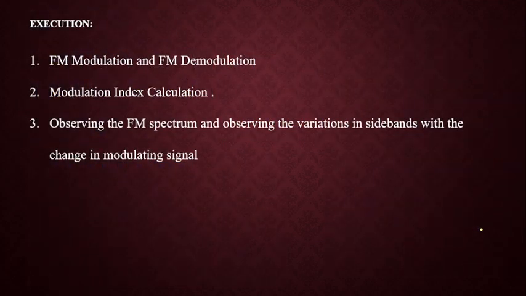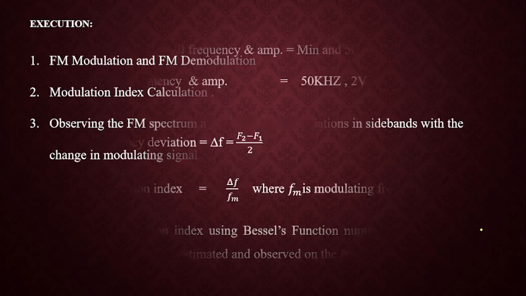Now next, what is the execution? So first we will generate the FM modulation and then we will detect the modulated signal. So we will be performing two operations, frequency modulation and demodulation, in the first part. In the second part, it is the modulation index calculation, and the third part, observing the FM spectrum and observing the variations in sidebands with the change in modulating signal.